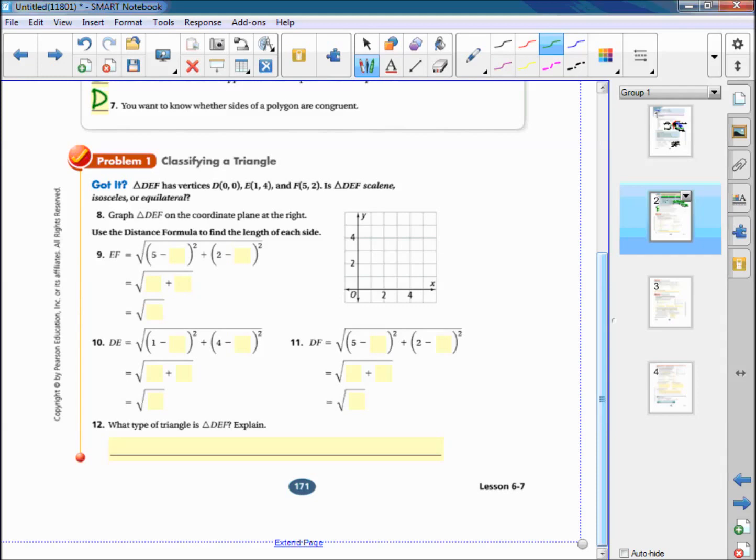All right, so in our first example here, we want to determine whether we have a scalene, isosceles, or equilateral triangle. So this is going to be distance because we need to know the lengths of the sides of the triangle to determine what type of triangle it is, classified by its sides.